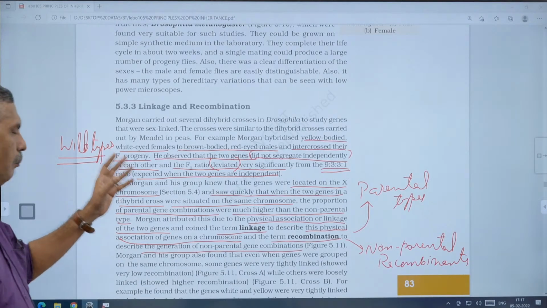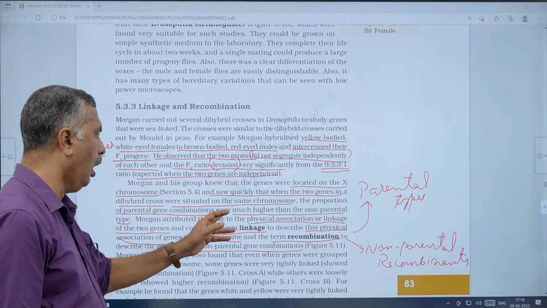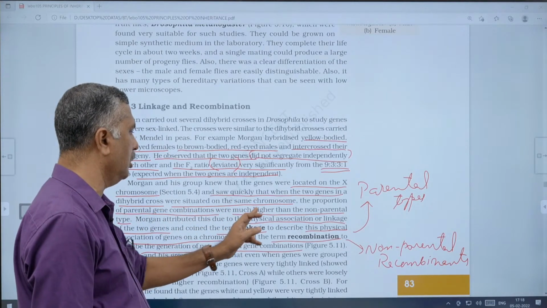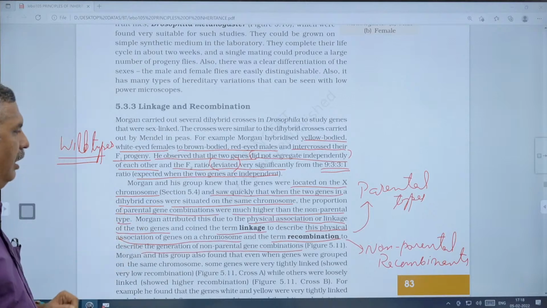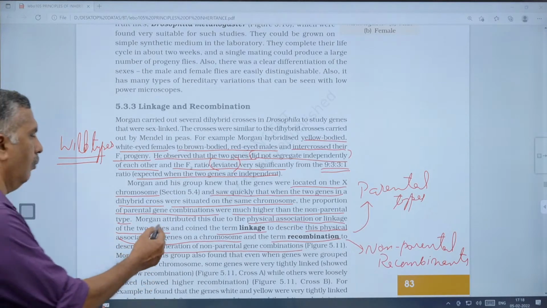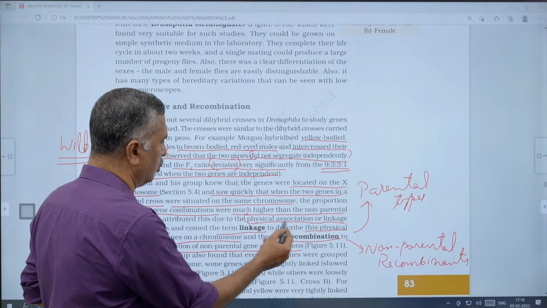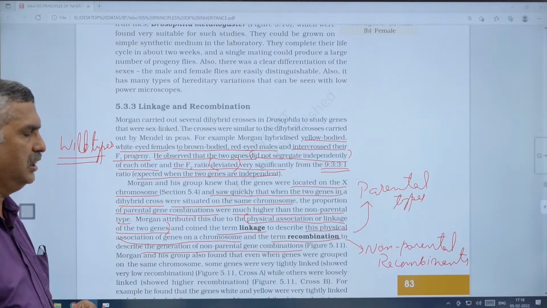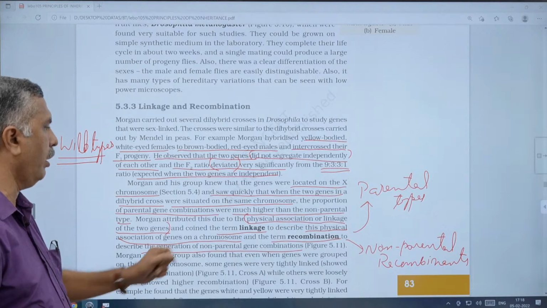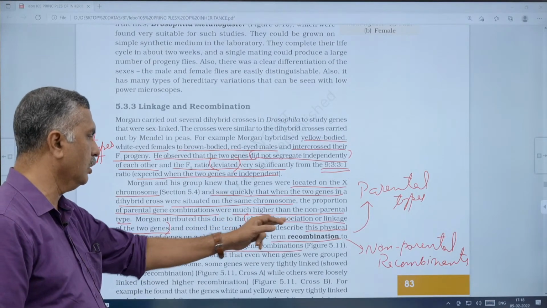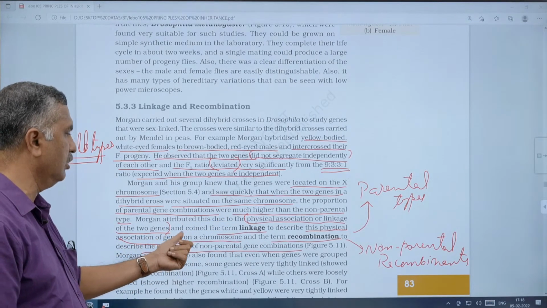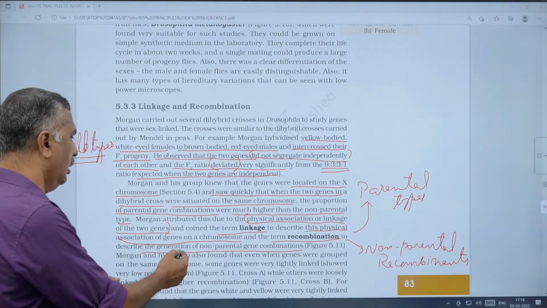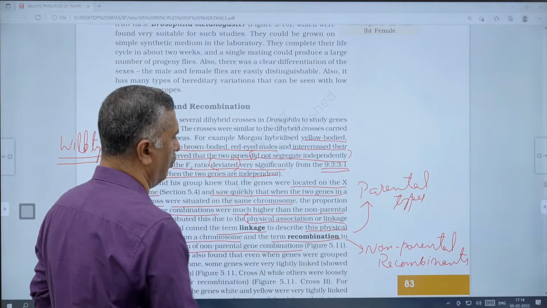The main reason is that the proportion of parental gene combinations was much higher than the non-parental type. Morgan attributed this to the physical association, or linkage, of the two genes. He coined the term linkage to describe the physical association of genes on a chromosome, and the term recombination to describe the generation of non-parental gene combinations.